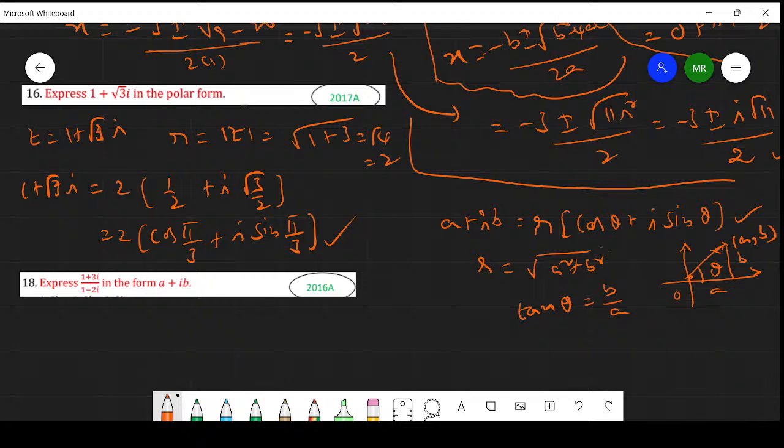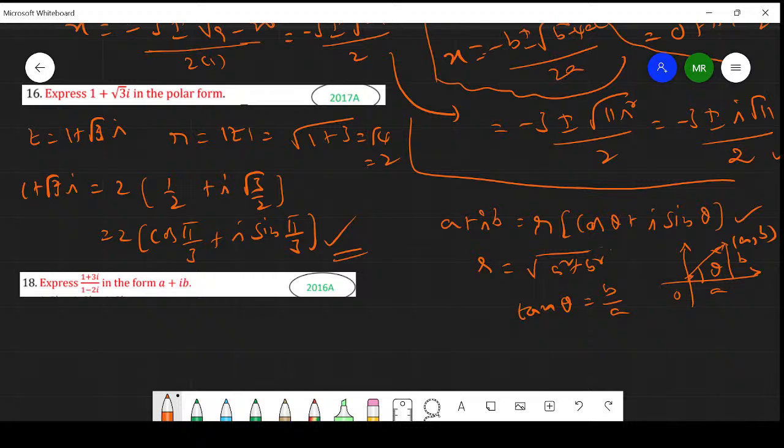Just take this 2 common. 2 into 1 by 3. Multiply and divide by 2. You got this 2. Now this is cos pi by 3, and this is sin pi by 3. So this is called the polar form of the given complex number.